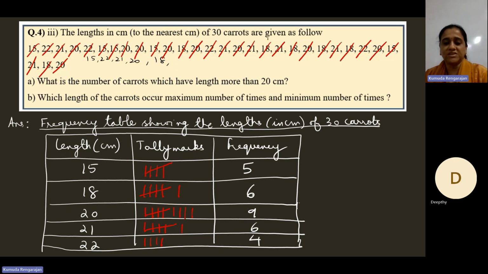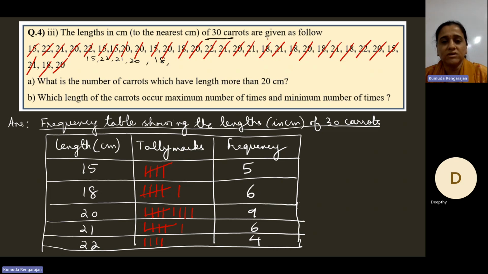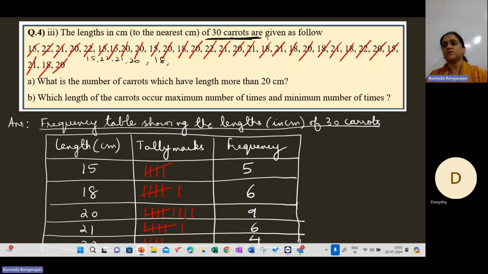Now do the total. 6 plus 5, 11. 11 plus 9, 20. 20 plus 10, 30. Correct, right? There are 30 numbers. The total of the frequency column should be equal to the total number of observations here. They have given that there are 30 observations, 30 carats. So the total of the frequency column also should be 30.